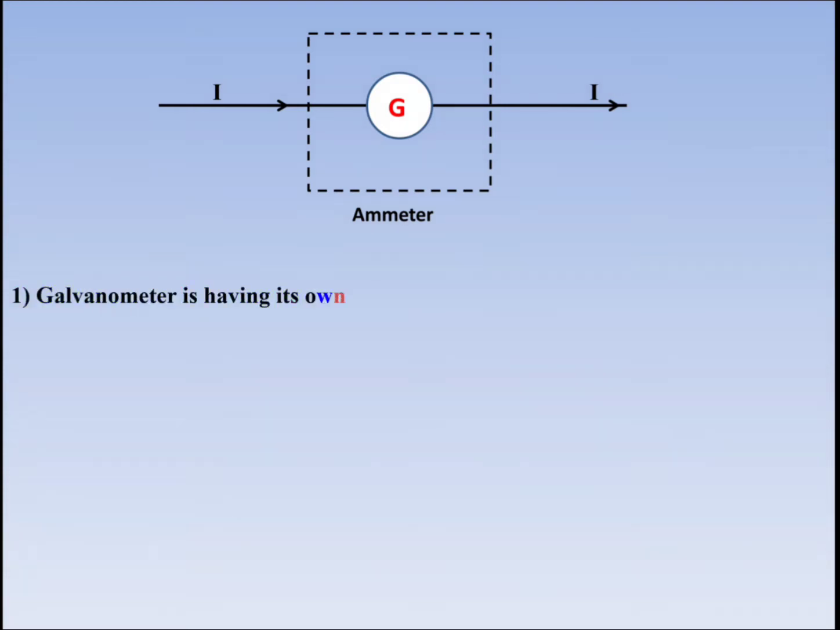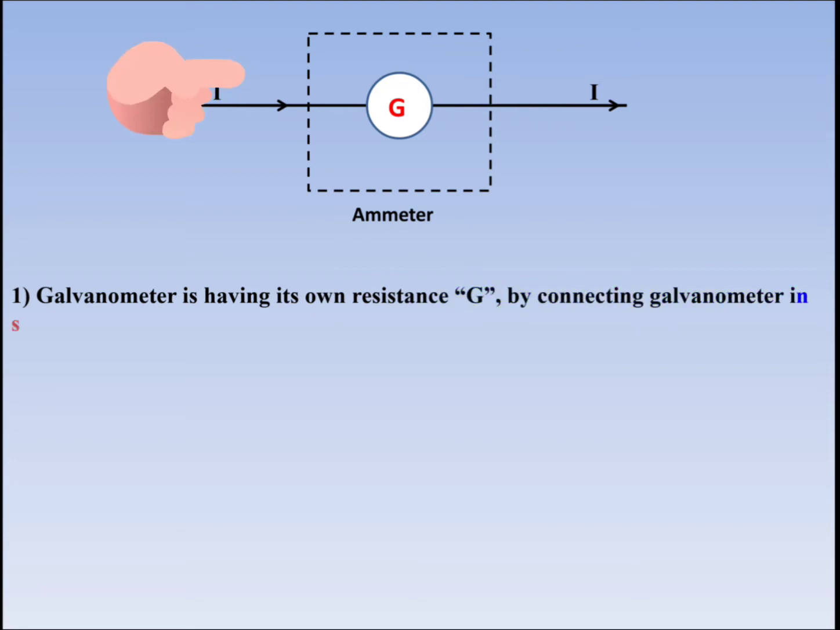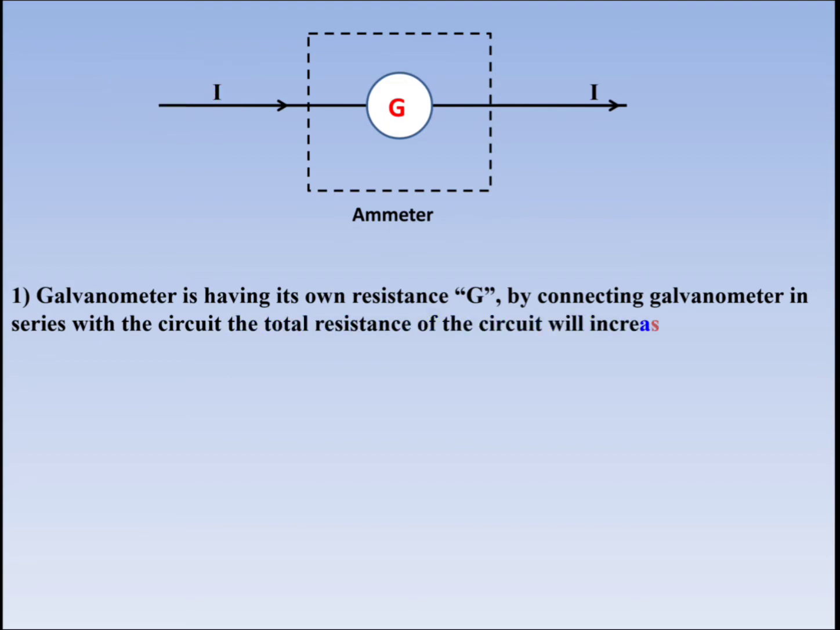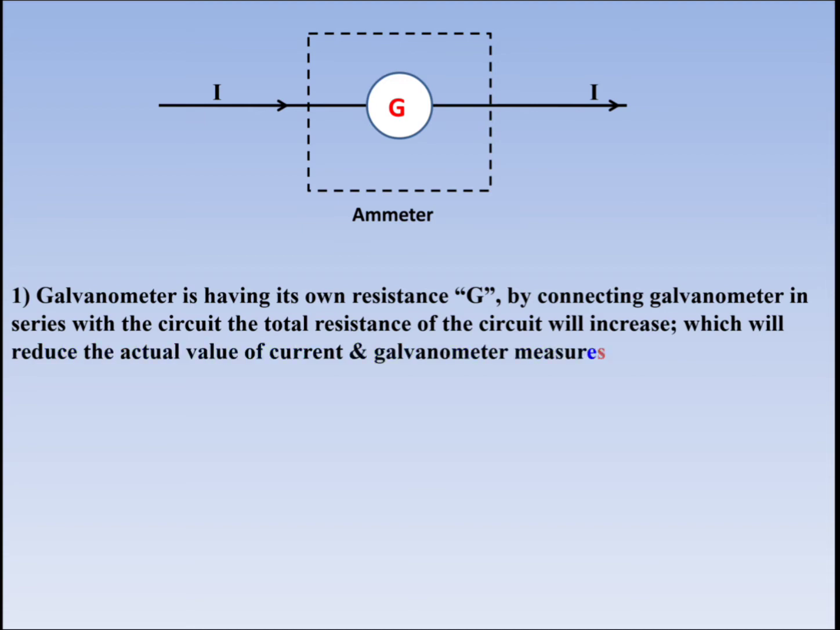The galvanometer has its own resistance, that is capital G. By connecting the galvanometer in series with the circuit, the total resistance of the circuit will increase, which will reduce the actual value of current, and the galvanometer measures this wrong value. So, some arrangement is to be made to reduce this resistance.